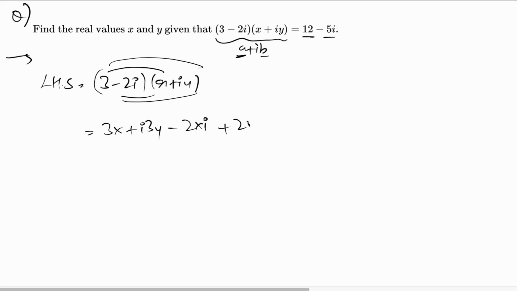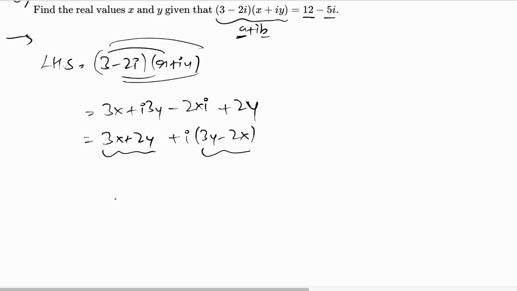plus 2y. I'm just writing the steps directly because i into minus i is minus i squared, which is plus 1. So considering the real and imaginary parts, 3x plus 2y is the real part, plus i times (3y minus 2x), which is the imaginary part here. Now, if the two complex numbers are equal, that means the two conditions can be brought by equating the real and the imaginary parts separately.